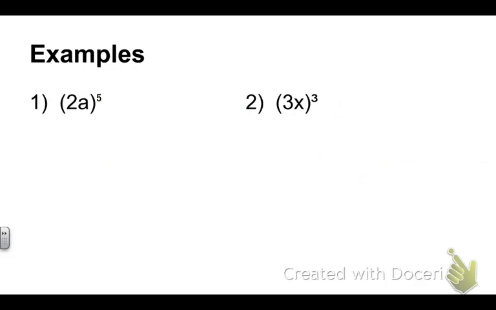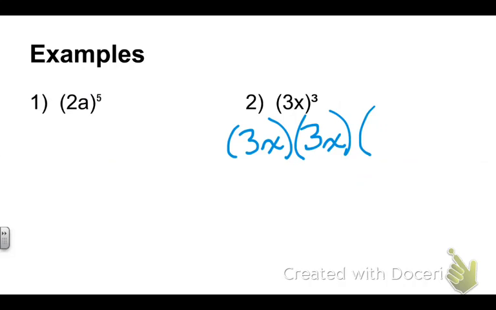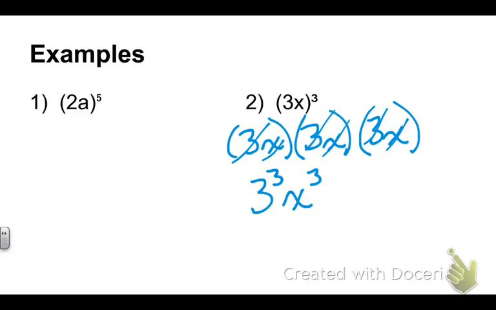The last example, 3x cubed, same thing. What that means is taking one 3x, two 3x's, three 3x's, and multiplying them. All right, so if I count how many 3's I have, I've got 1, 2, 3 3's. Then I've got 1, 2, 3 x's. So it's 3 to the third power times x to the third power. Again, you're taking that exponent and you're putting it on each item inside those parentheses. And then technically you could simplify from there.